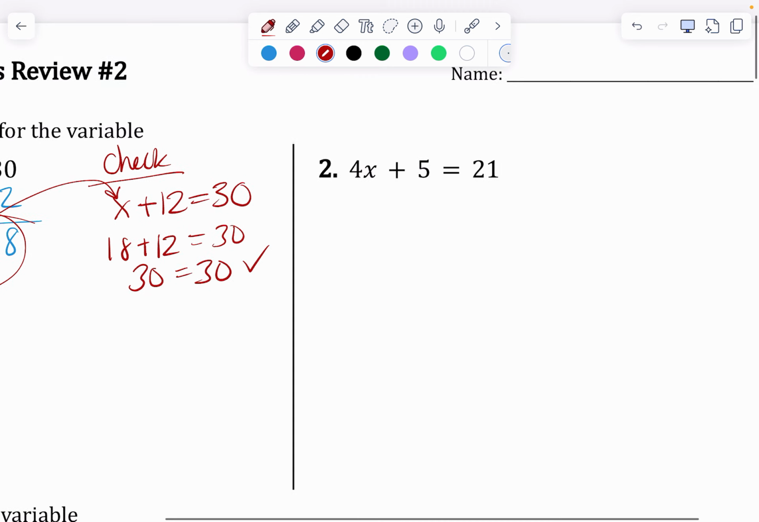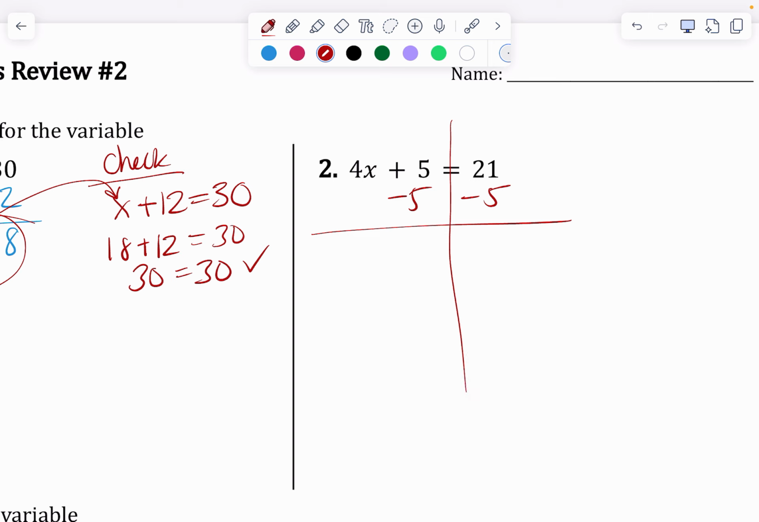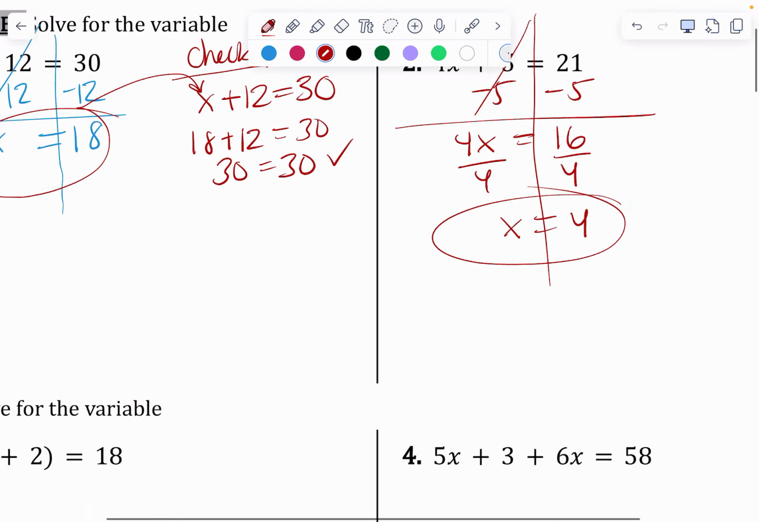Number 2, I need to solve for x. Now I have a number in front of the variable. First thing I want to do is subtract 5 to both sides. Cancels out. I'm left with 4x is equal to 16. Divide by 4 because 4x means it's being multiplied together. And I'm left with x equals 4.